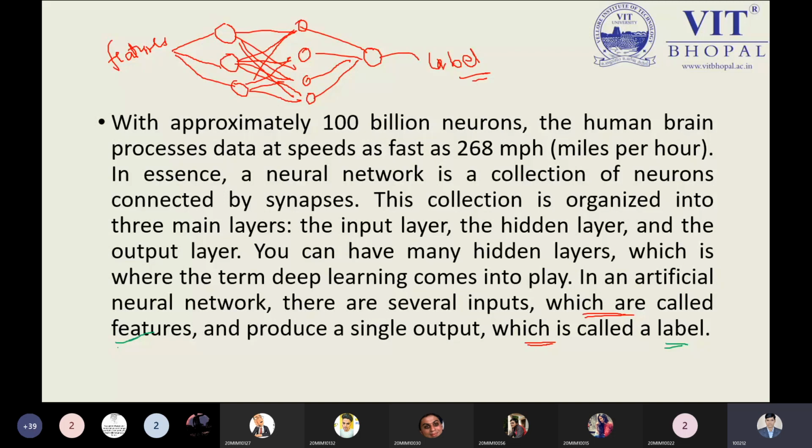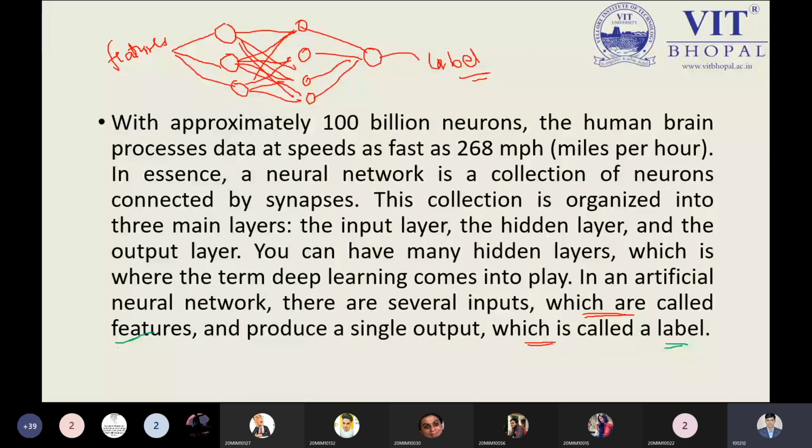In an artificial neural network, there are several inputs which are called the features. I am saying there will be several inputs, not several input layers. The layer will be only one, but the features or inputs will be many. So we can have one, two, three, or n number of inputs. I'm talking about inputs only, not the input layer. And it produces a single output, which is also called a label. Okay, so these are the simple terms we have to understand.